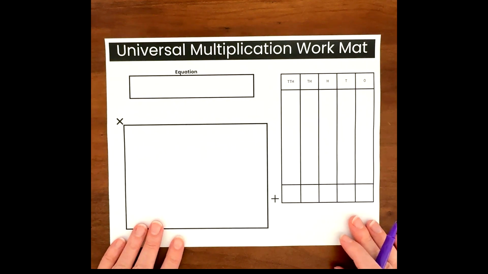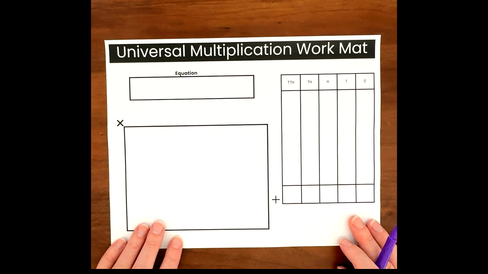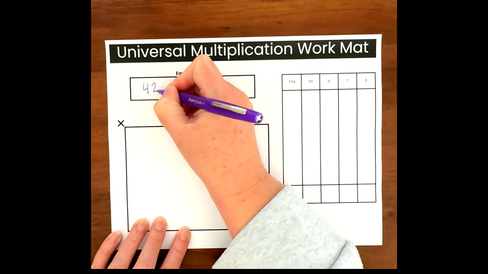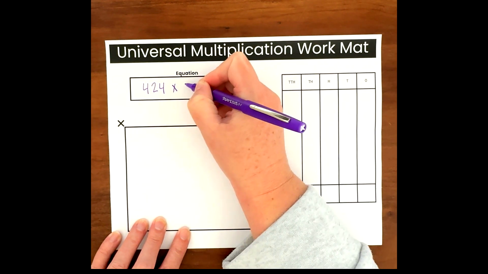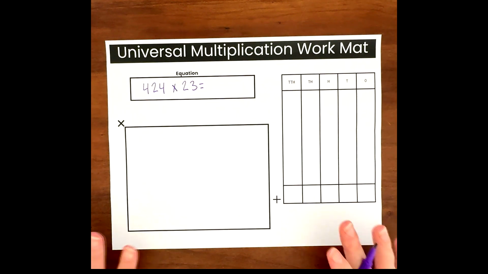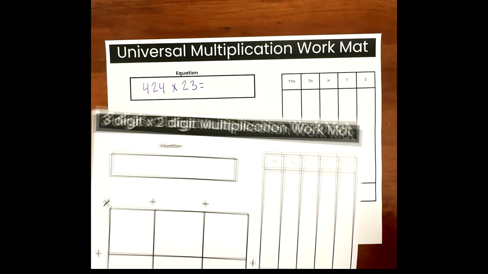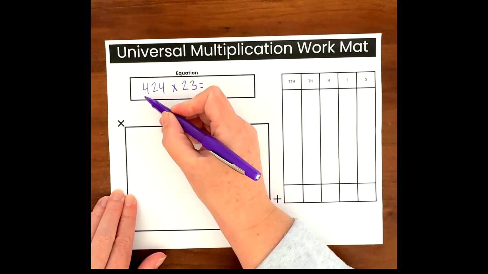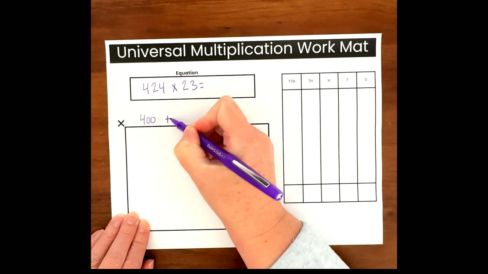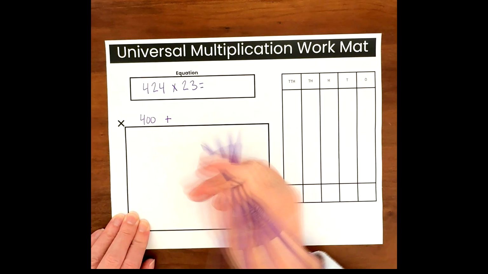I'll do a 3 digit by 2 digit just so that you can see what it might look like. So this is 5th grade standard, 3 digit times 2 digit. And this is how we would approach it. So just like we used on our work mats, we're going to start. What is the value of the 4 in the hundreds place? 400 plus. Adding the plus signs is important, and I'm going to show you why in a minute.